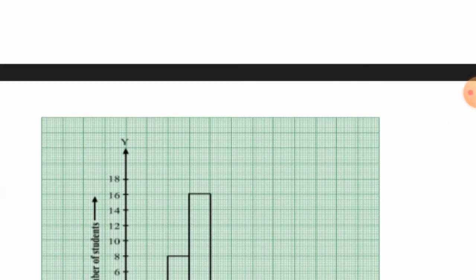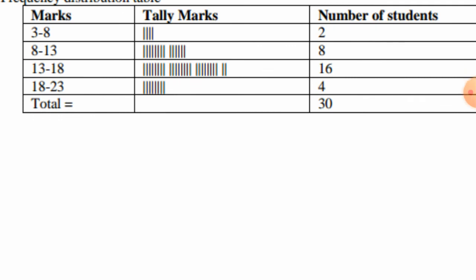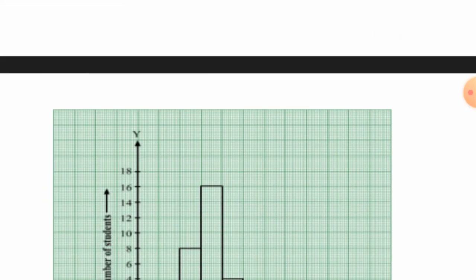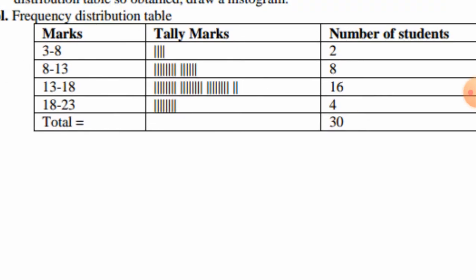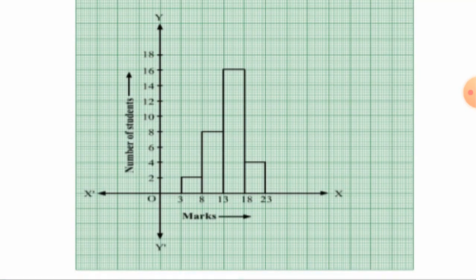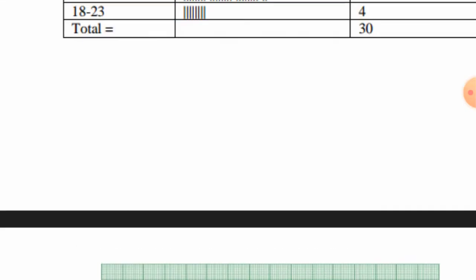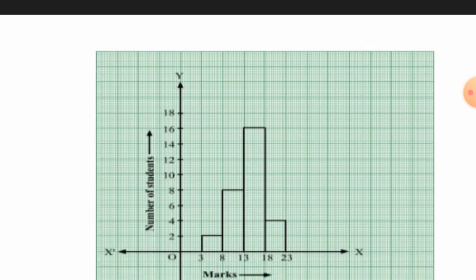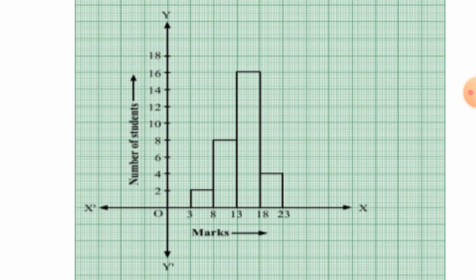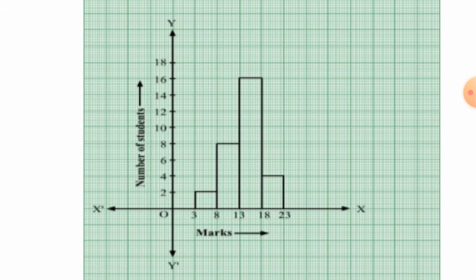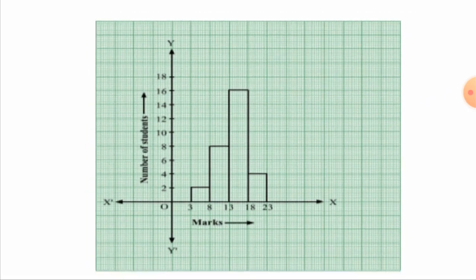Similarly, class interval of 8 to 13, total number of students is 8. Similarly, class interval of 13 to 18 is 16. And 18 to 23 is 4. So in this way we can represent this histogram.